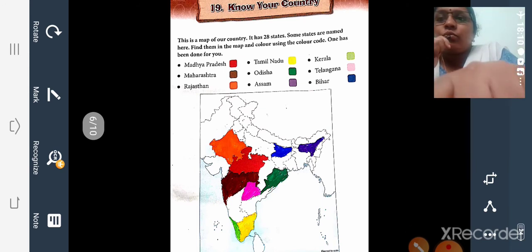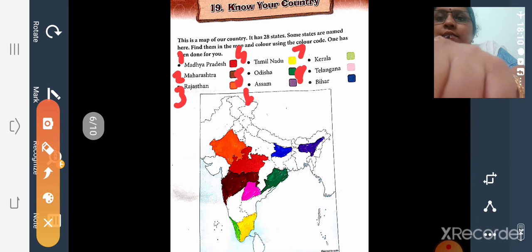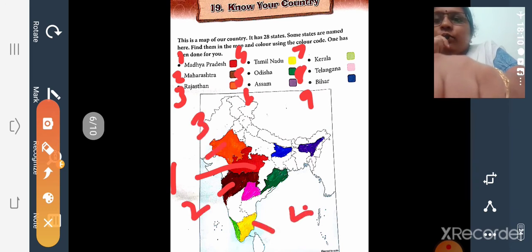Okay, so this is the first one. Number two, 3, 4, 5, 6, 7, 8, 9. Okay, so this is 1. Then 2, 3. Fourth one Tamil Nadu. Then Odisha 8. Okay, this is Odisha. Then green color, 5. This green color is Odisha. Okay, this is Telangana.